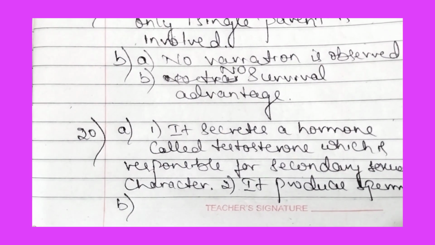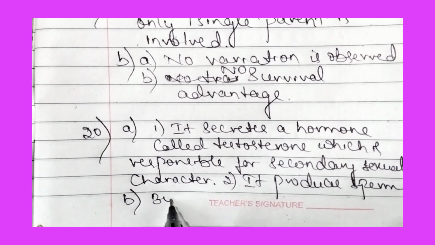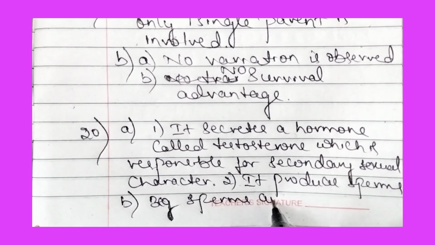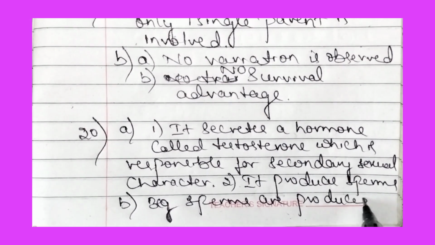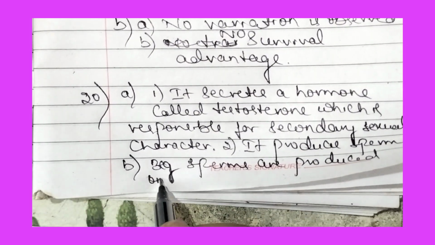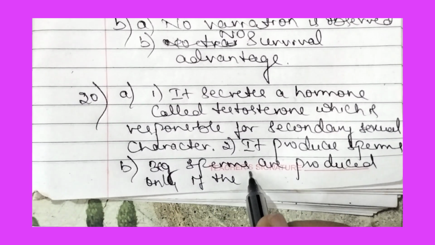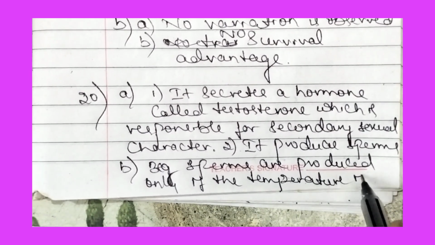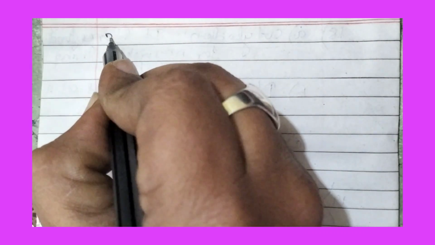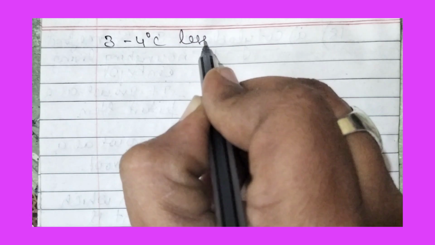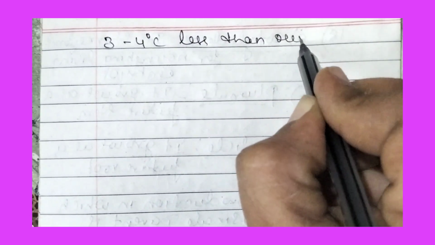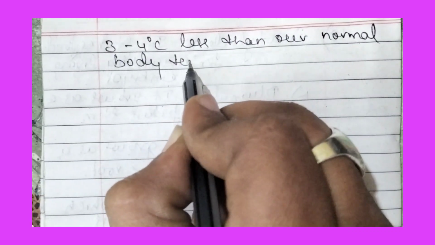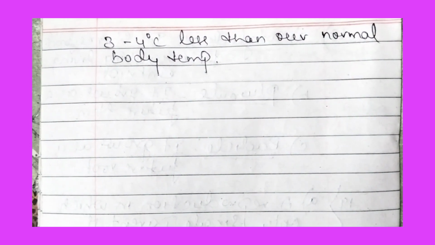Second question: why are they located outside? Because sperms are produced only if the temperature is 3 to 4 degrees Celsius less than our normal body temperature. So this is the answer for the 20th.